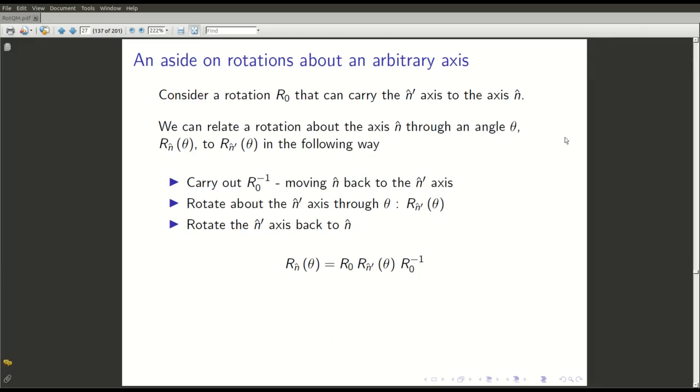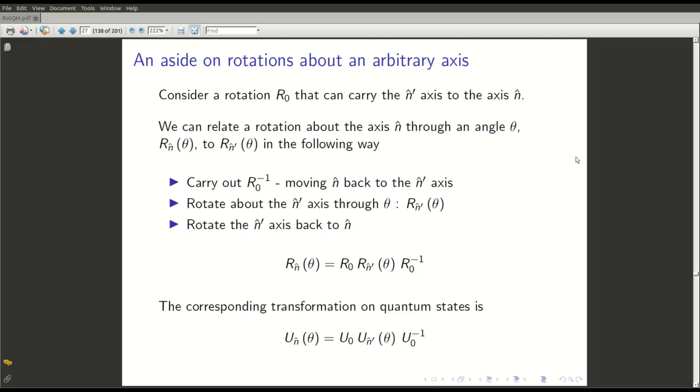Of course, at the level of corresponding quantum operators, we get the result: U n hat theta, the operator which describes what happens to kets when you apply a rotation of coordinates through an angle theta about the n hat axis, is given by U0, U n hat prime theta, U0 inverse. Of course, U0 here is the operator corresponding to the rotation of coordinates R0.